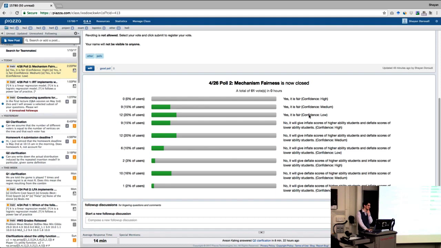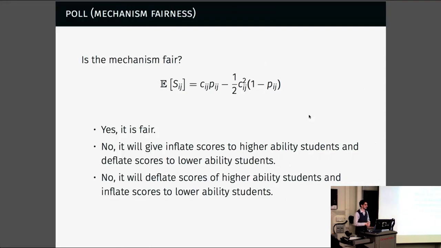It punishes more when the student answers wrong. If you answer the question wrong, you get more punishment from this formula, so it tends to deflate scores for lower ability students. Okay. Does anyone have another explanation, or want to contest that?